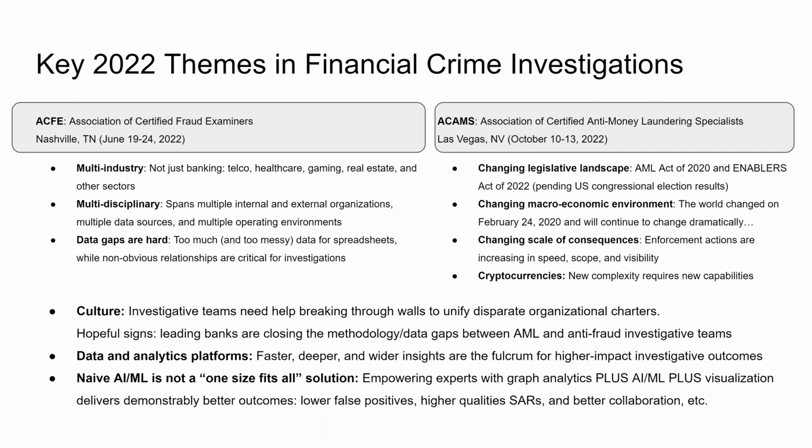And as much as we like to see AI and ML as a fix-it-all, it still requires expertise, and it requires not just AI plus ML plus graph analytics plus visualization. Visualization empowers experts to do their work even better, and so that delivers lower false positives, higher quality SARs, and better collaboration. So I think the key takeaway is the world is changing, but we can deliver even better tooling and better capabilities with the connected financial crimes toolkits.